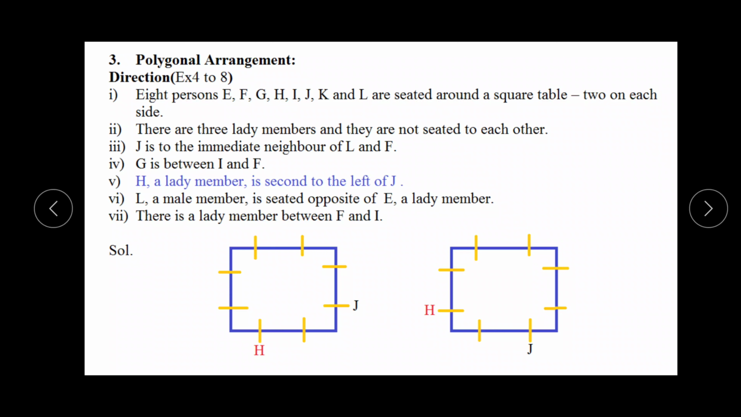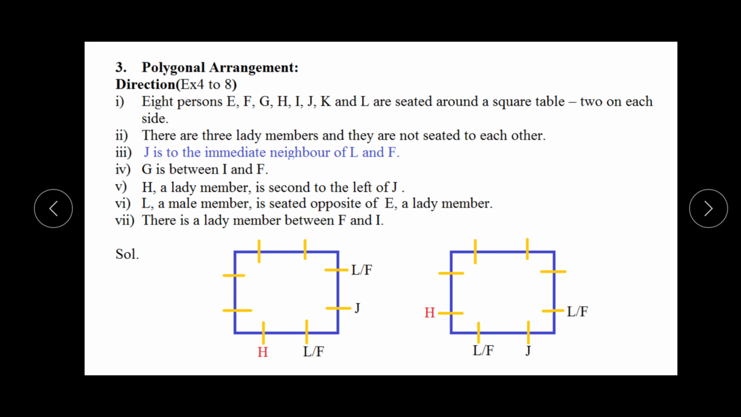We will take both the first time. It means if we are taking J at the left side, then H will be here, and H is in the red color. This is for the female symbol. Here, on the right side, this will be H, and H in the red symbol for the female sign.